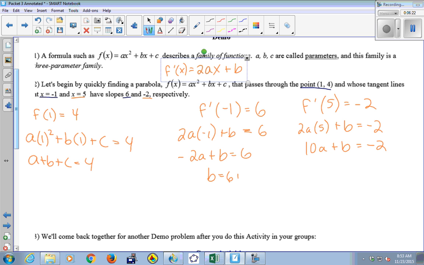B equals 6 plus 2a. Then you go over to this equation and replace the b with 6 plus 2a. 10a plus 6 plus 2a equals -2. So 12a equals -8. 8 over 12 reduces to 2/3, -2/3. Okay, so we've got a value for a, that's good.